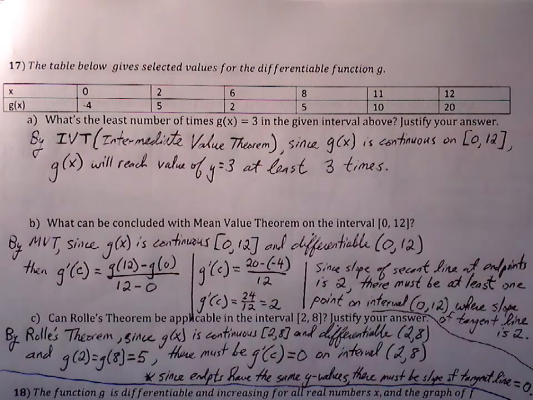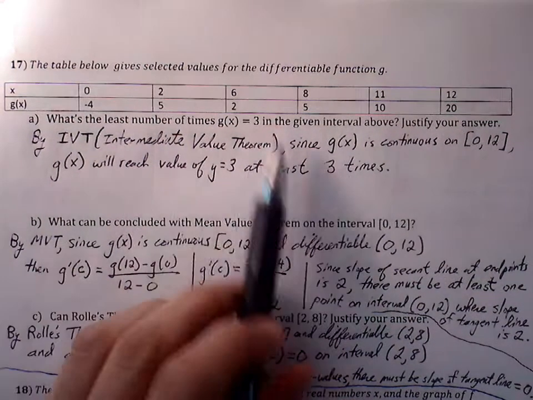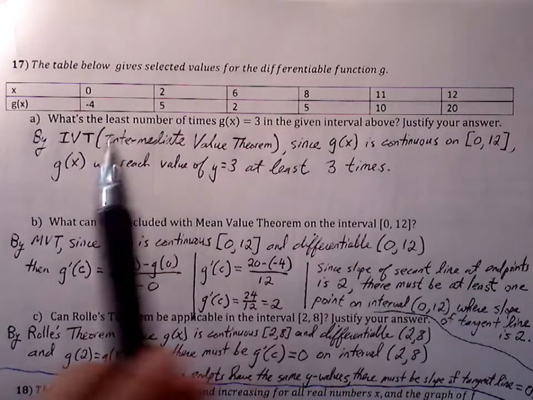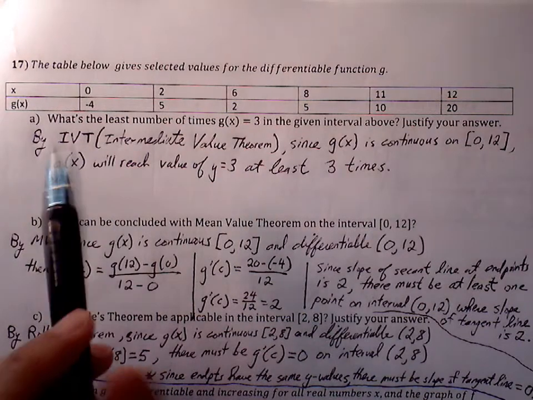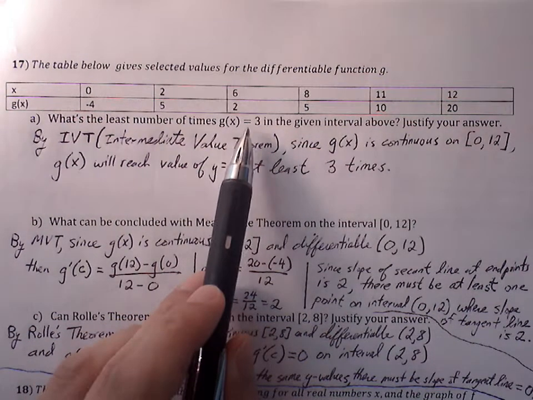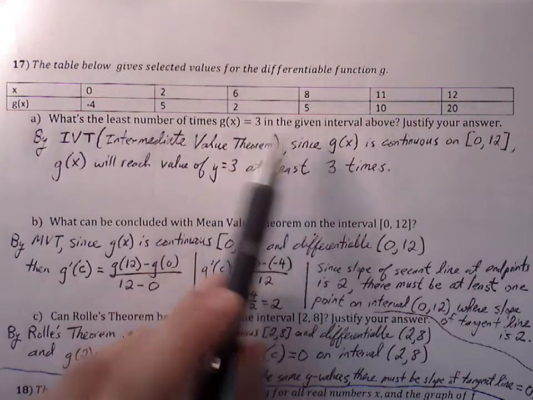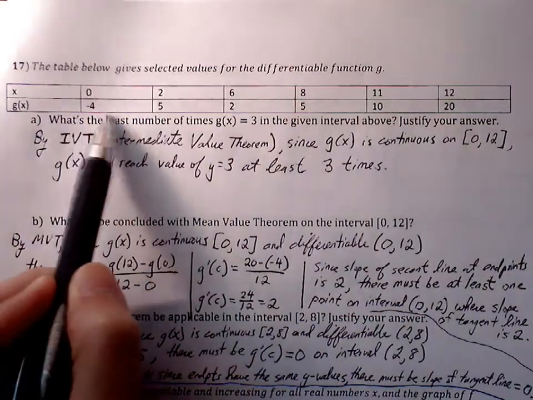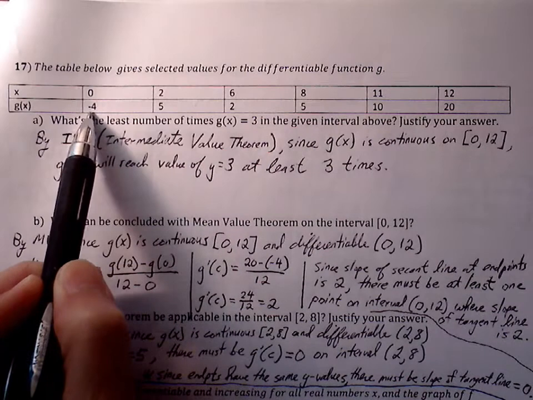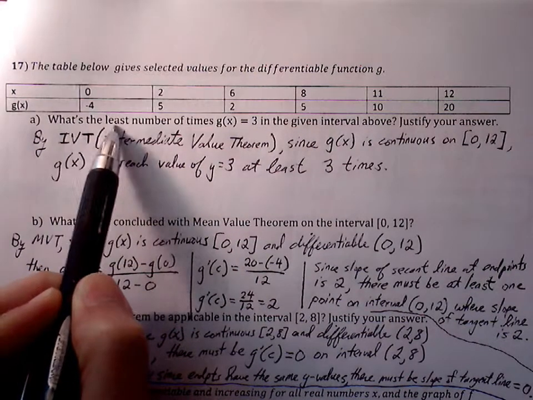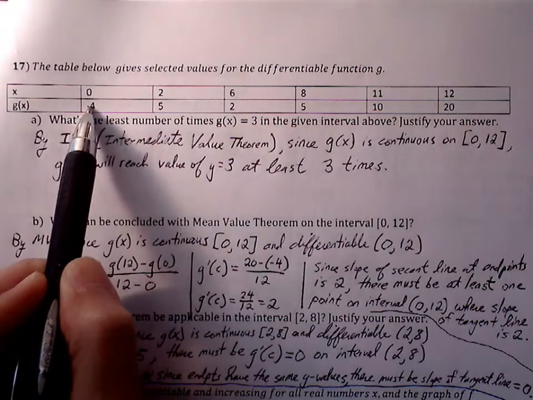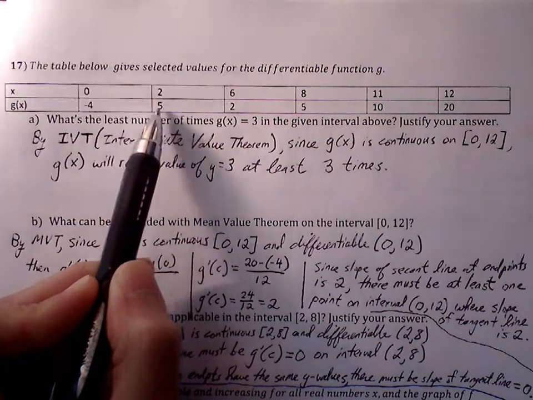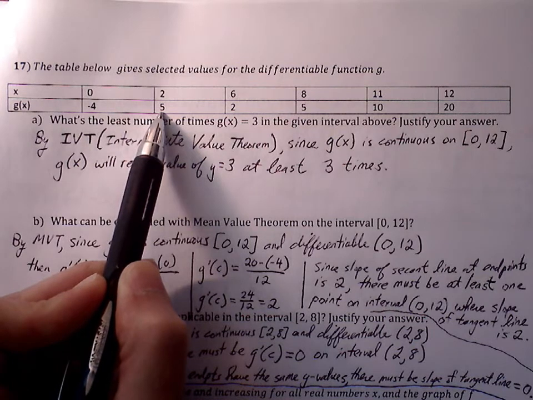The table gives selected values for differentiable function g, so the graph is continuous and differentiable throughout the entire function g. What's the least number of times that the graph is going to reach a y value of 3 in the given interval? So we know the graph is going to have to connect through these points, so it's going to have to reach 3 from -4 to 5, right? It's going to have to eventually move up to that y value of 3, or at least reach past it.